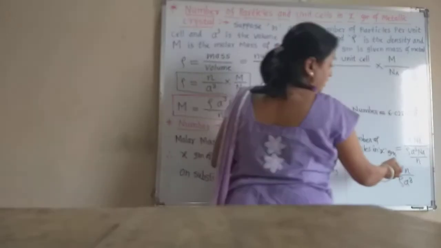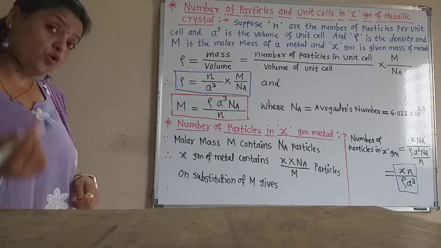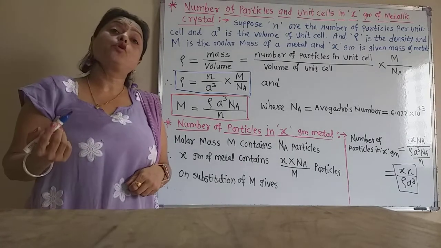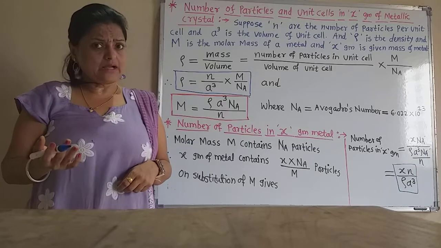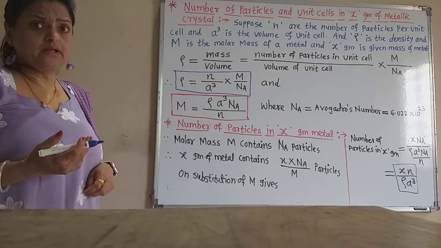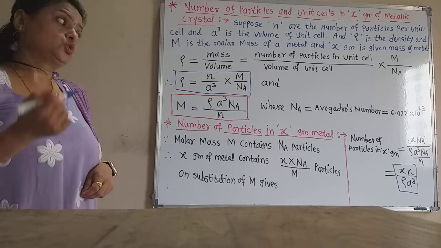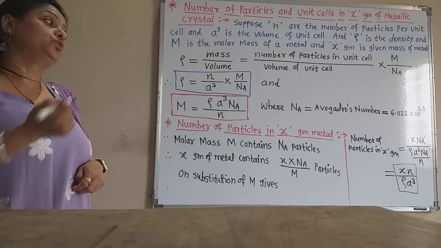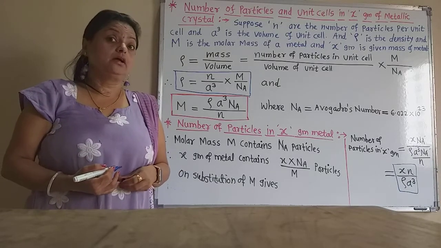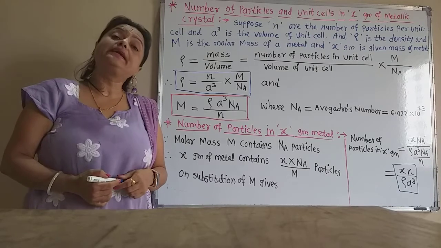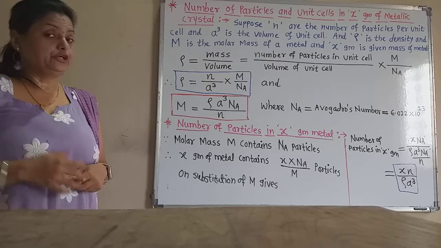Now these are the number of particles present in the x gram of the metal, because we know that Avogadro's number of particles are present in the molar mass of the metal. So in the x gram, how many particles are there? The number of particles is x into n, where n is the number of particles in 1 unit cell. So x into n divided by rho into a cube. Now this is the formula to calculate the number of particles in x gram of the metal.